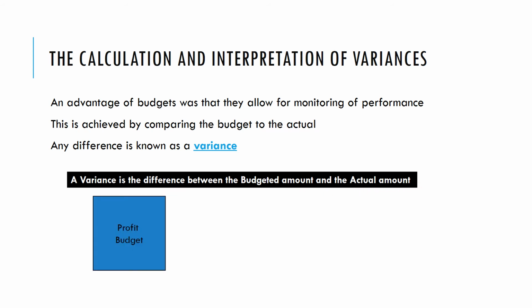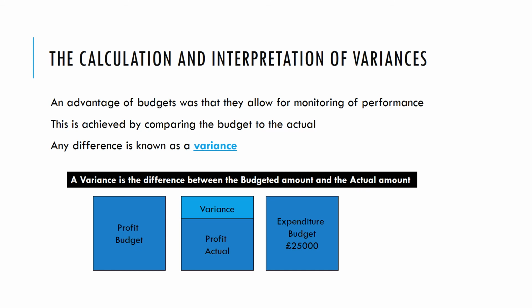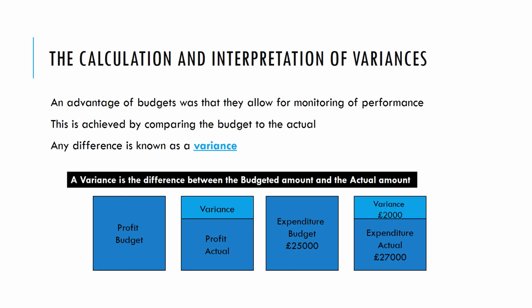So if this was a profit budget, and this is what actually happened in terms of profit, the difference would be called the variance. So if our expenditure budget was £25,000 and we actually spent £27,000, we would have a variance of, you guessed it, £2,000.